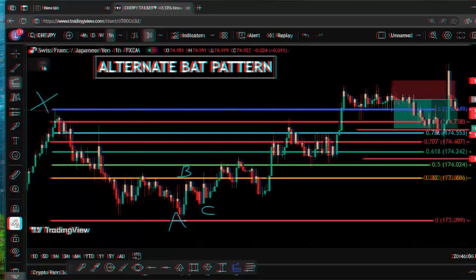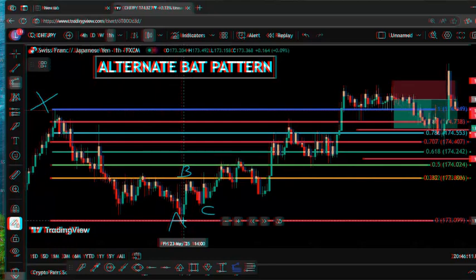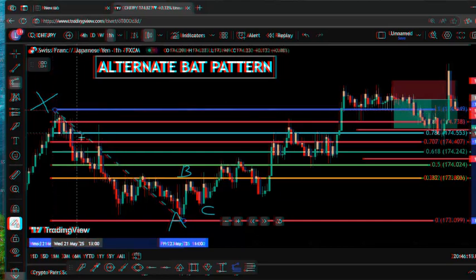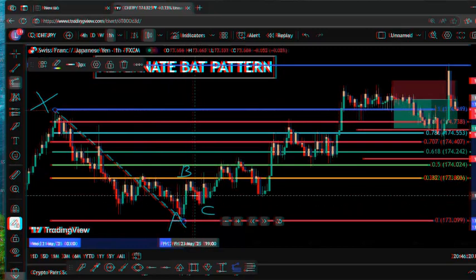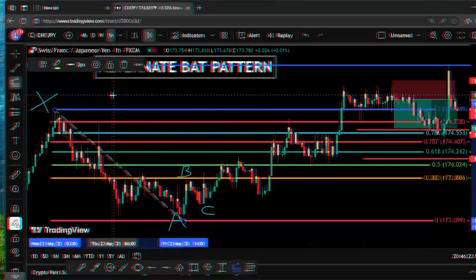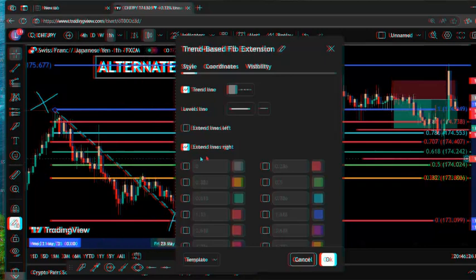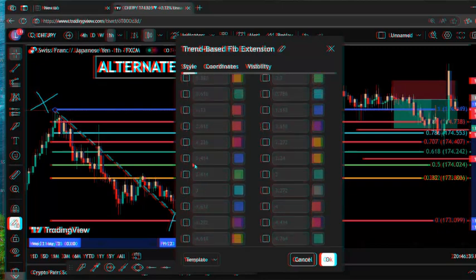So this is my fib extension. What I need to do is measure from A to X back to A, and I'm looking for the 1.13 extension. So I double click on this, and then I look for the 1.13 extension. So where is it? So this is the 1.13.